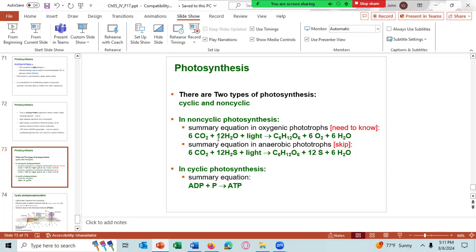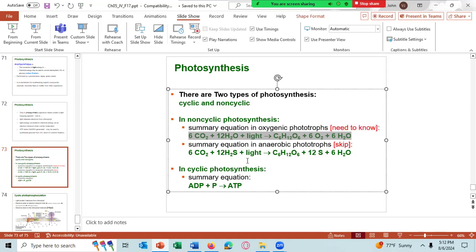photosynthetic reaction, and that's where 6 carbon dioxide combines with 12 water molecules in the presence of light to make glucose, C6H12O6, and that generates 6 oxygen molecules, which is a waste product for the plant, and then generates 6 water molecules. You need to know this non-cyclic photosynthesis reaction.